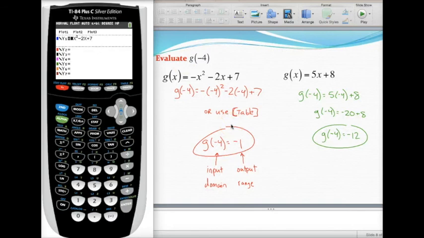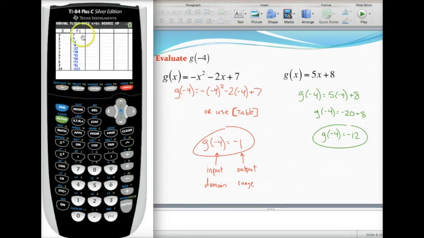All right, I promised you an easy way to do this problem using your calculator, so here we go. We're going to stick with this one. I want to evaluate this function. I want to find g of -4. What I've done is go to y equals, like I'm going to graph this, and I've entered the equation right there. Instead of graphing it though, go to your table. Hit second graph, and you'll see your table of values.